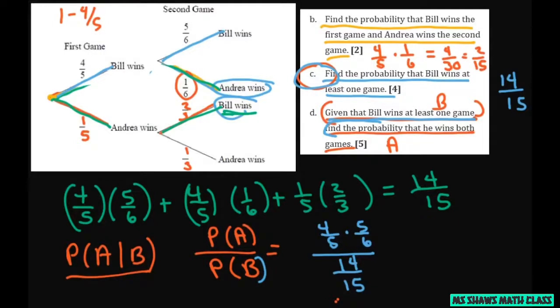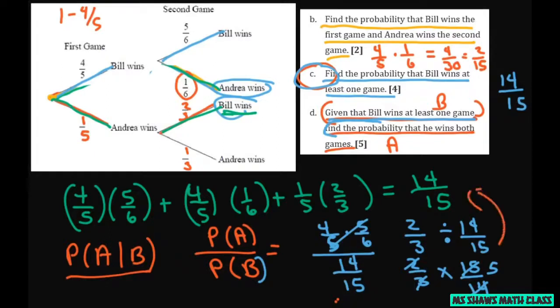So this is 4/5 here. Yeah, so these 2 cancel. So you get 2/3 divided by 14 divided by 15, which is the same as 2/3 times 15 divided by 14. So this goes in 5 times. 2 goes into 14 7 times. Sorry about that. So this answer here is going to be 5 divided by 7.